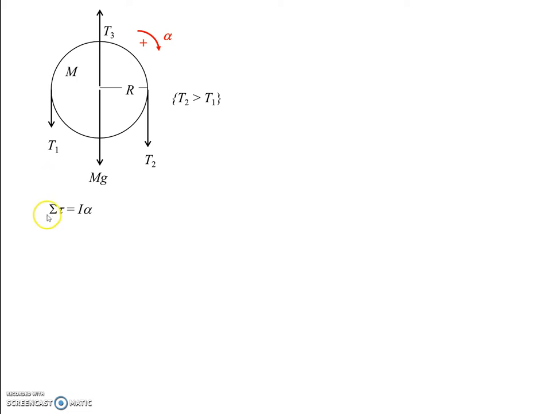Now what do we do? Well, we're going to add up sigma tau. So the torque from T2 is going to try to rotate the pulley in a clockwise way. That's in the positive direction. So it's R F sine theta. That's going to be positive. T1 is trying to rotate the pulley counterclockwise, which of course is in the negative direction.